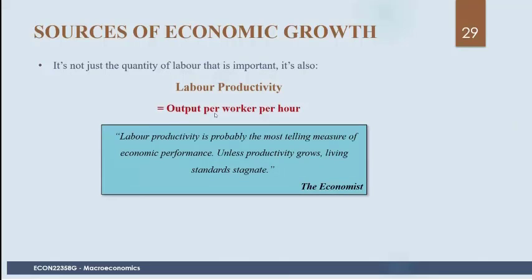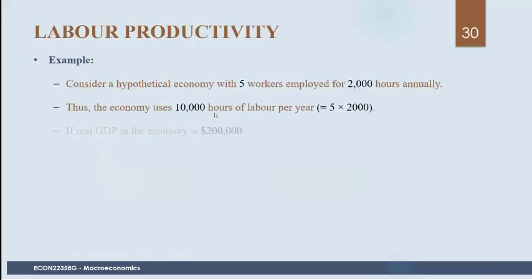It's essentially just output per worker per hour. You could take GDP, look at the number of people who work, look at average hours worked, and get a rough estimate of the number of hours used to produce our GDP. Then if you divide those, you get a measure of productivity. The Economist says that labor productivity is probably the most telling measure of economic performance. Unless productivity grows, living standards stagnate. If you look at any measure of labor productivity and then at a measure like real wages, which measures our standard of living, they're very, very highly correlated.